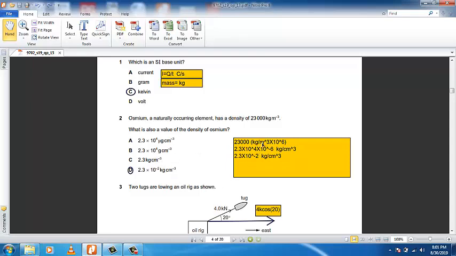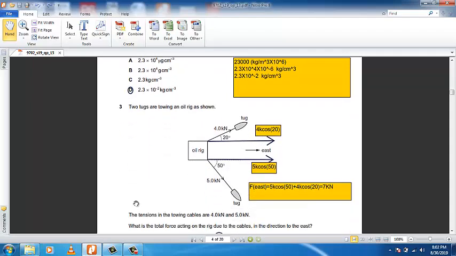So what you can do is convert this into centimeter cube. 23,000 kg per meter cube, you just have to convert the meter cube into centimeter cube, multiply the meter cube by 10 to the power 6. This will become kg per centimeter cube, which is 2.3 into 10 to the power negative 2. So this becomes D.